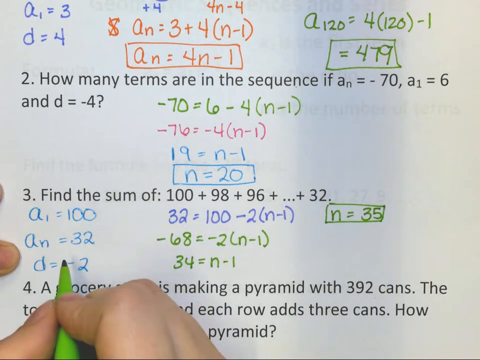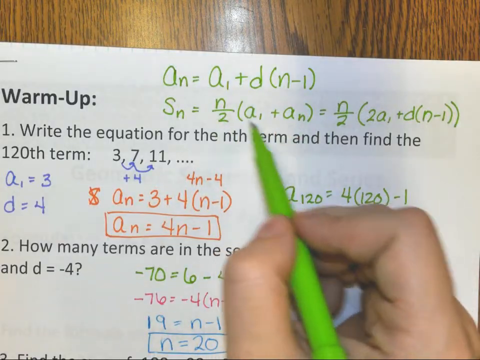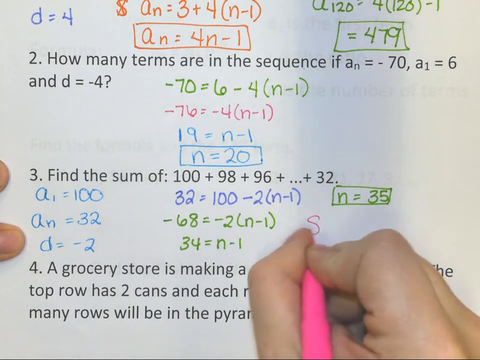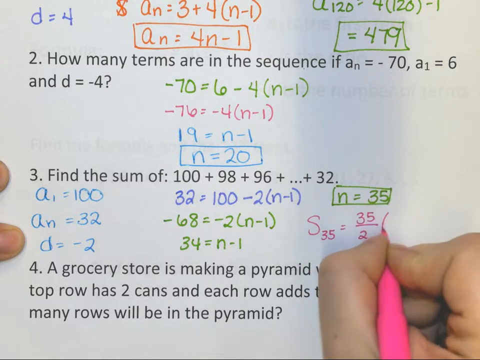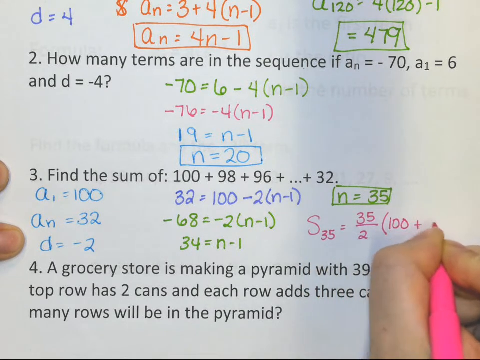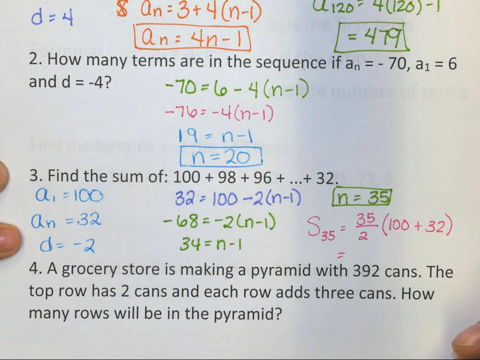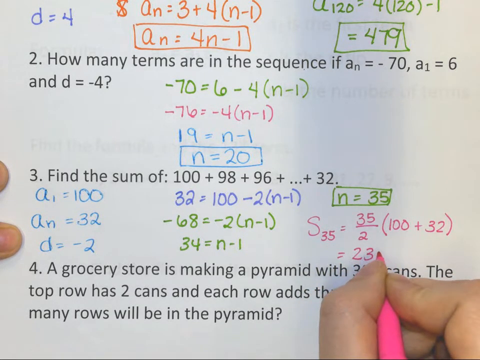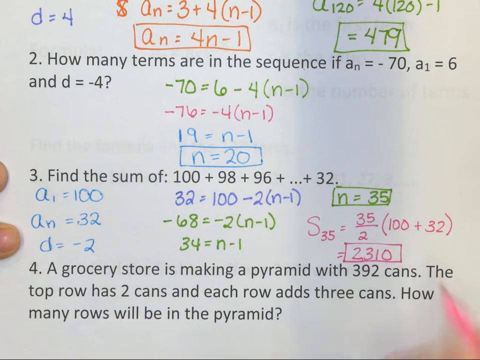We have all of this other stuff. To me, the easiest equation to use for sum is this one. It has the fewest things that need to be plugged in. So that's what I'm going to do. I'm going to say the sum of the first 35 terms is 35 over 2 times the first term plus the last term. And when you plug that into your calculator, what do you get? 2,310. All right, so are we feeling pretty comfortable with this so far?